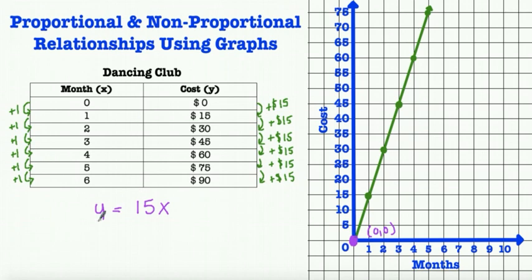And if we wanted to substitute y, y would represent the cost. So let's say we wanted to know for $525 how many months that could be. We would write 525 equals 15x. So in order to solve for the number of months, we would have to divide both sides by 15. And x would equal 525 divided by 15, which is 35. So for $525, we could have a dancing club membership for 35 months.